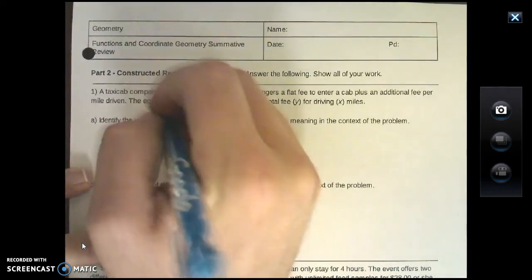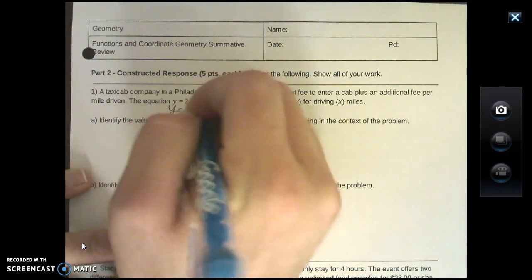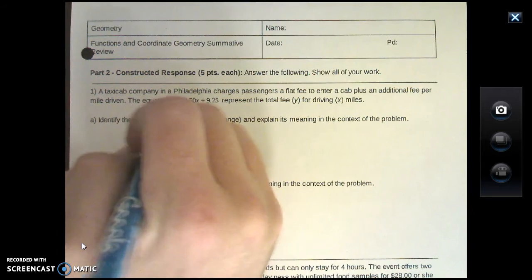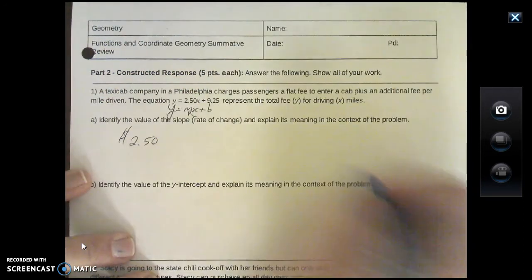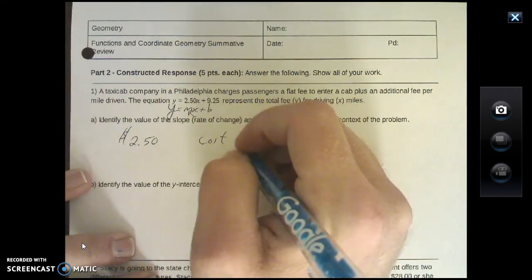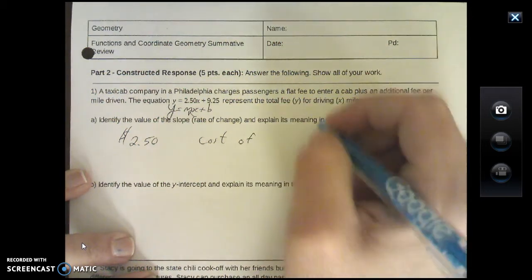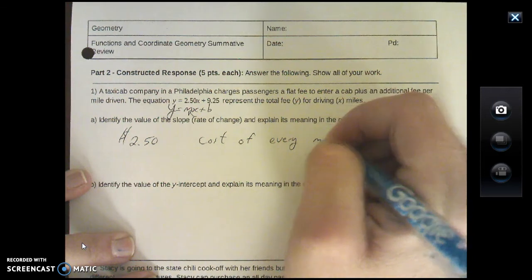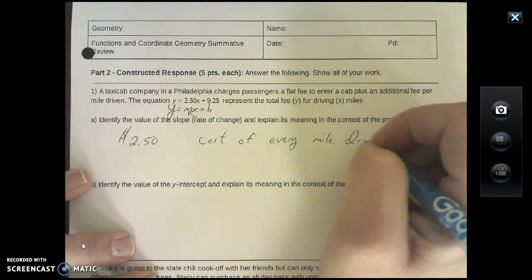Well, the slope is your y equals mx plus b. Well, the slope is m. So we're looking at $2.50, and that is the cost of every mile driven in the cab.